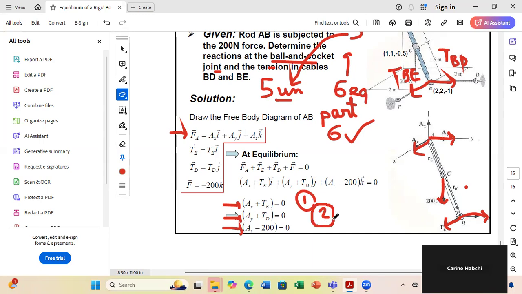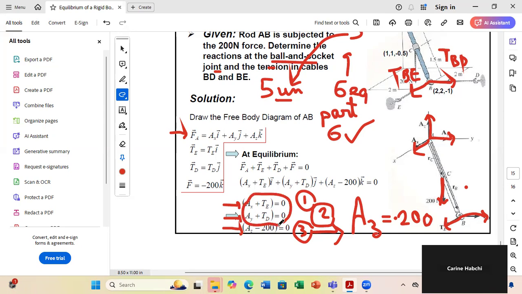My third equation is along Z. Along Z, I have AZ minus 200 equals 0. Equation 3 will give me AZ. So my first unknown is determined. AZ is 200. But I cannot stop here because I have 4 additional unknowns, but only two equations here. So I need to write sum of moments.